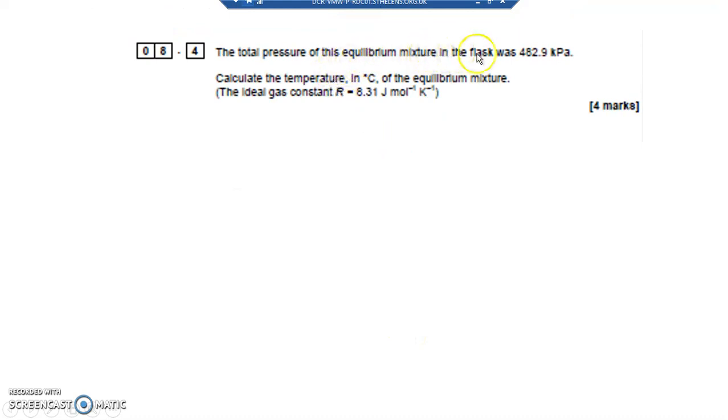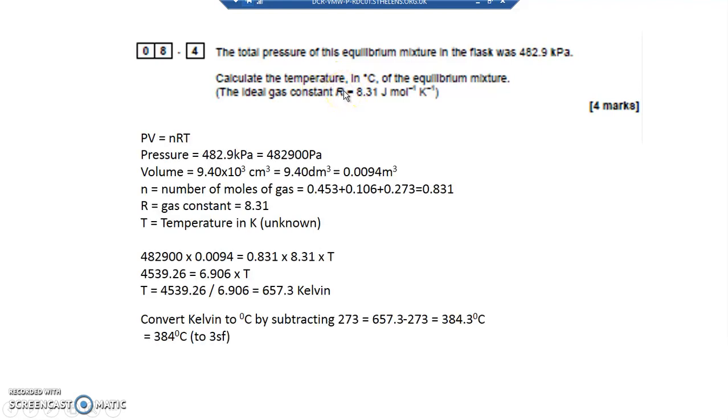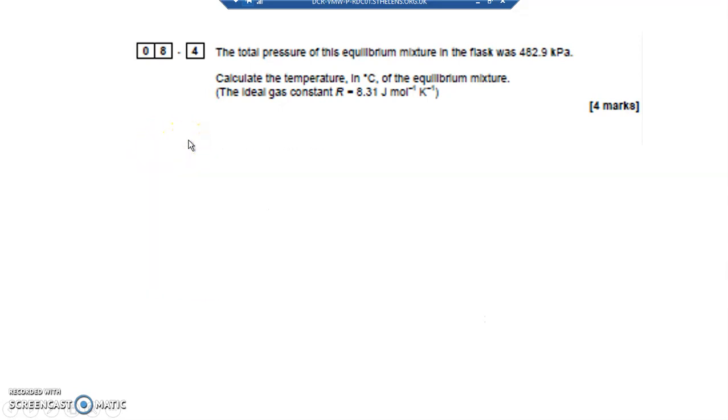The total pressure in the flask was 482.9 kilopascals. I've been given a gas constant and I want to work out temperature. The only reason I'd be given the gas constant is if I wanted to use this equation. It's the only equation I know with a gas constant in it. PV equals nRT.